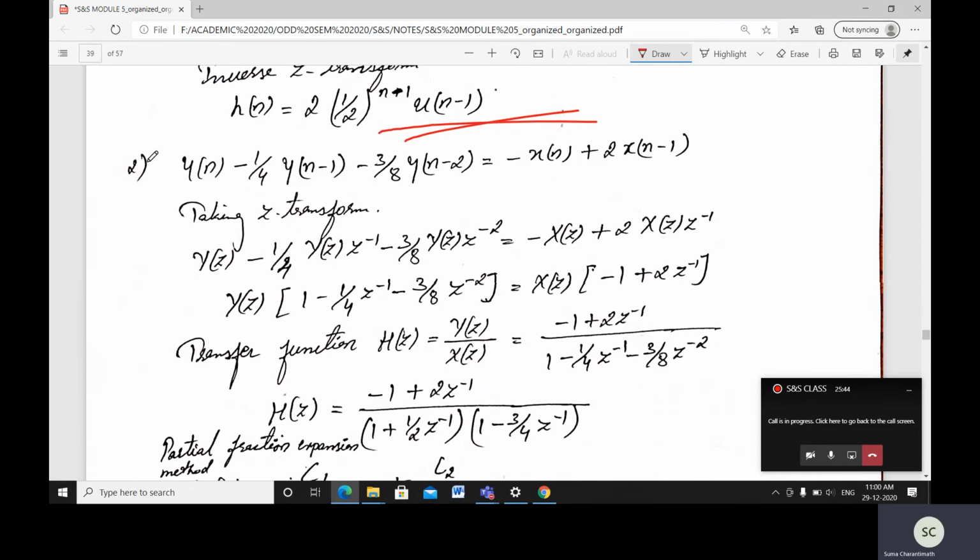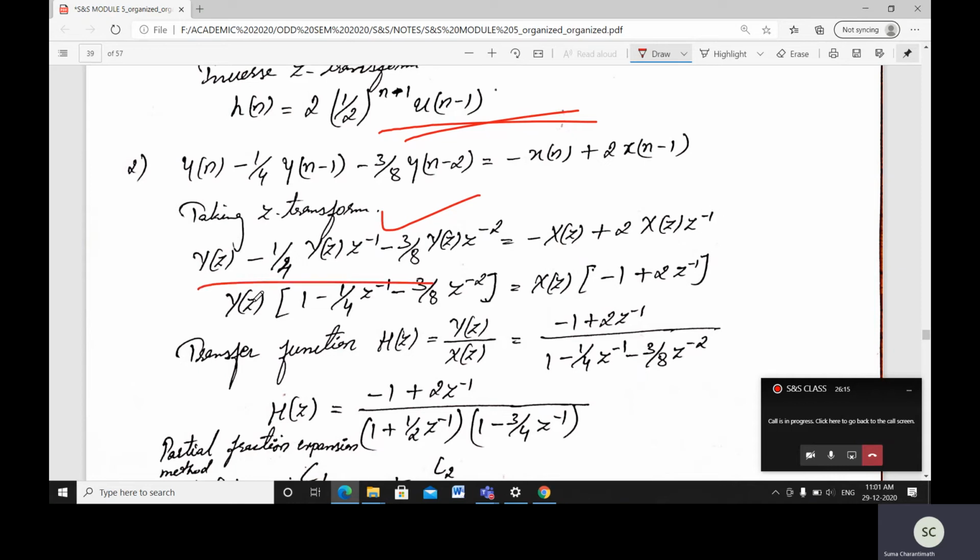Then one more problem is y of n minus 1 by 4 y of n minus 1 minus 3 by 8 y of n minus 2 is equal to minus x of n plus 2 x of n minus 2. First you have to take the z transform on both sides. Y of z minus 1 by 4 Y of z z inverse minus 3 by 8 Y of z z raised to minus 2 is equal to minus X of z plus 2 X of z into z inverse.